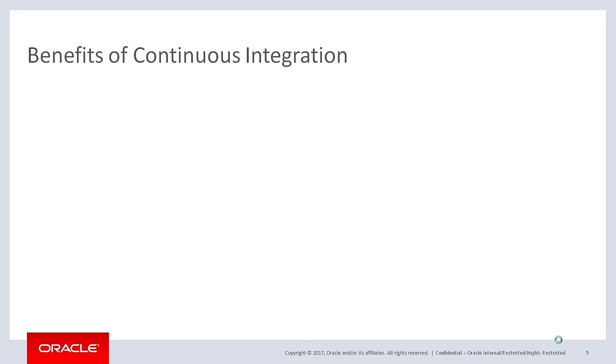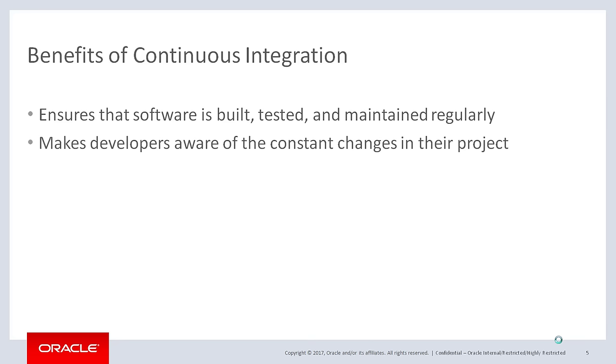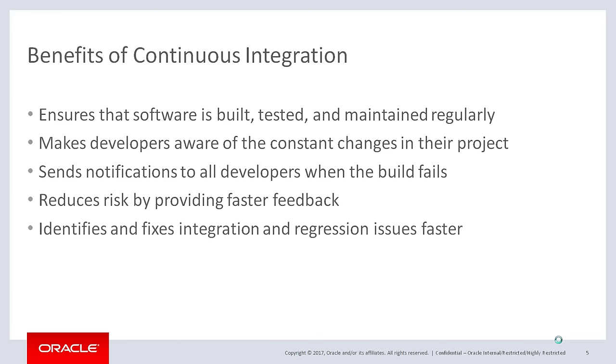These are some of the benefits gained by using continuous integration. It ensures that software is built, tested, and maintained regularly, makes developers aware of the constant changes in their project, sends notifications to all developers when the build fails, reduces risk by providing faster feedback, identifies and fixes integration and regression issues faster.